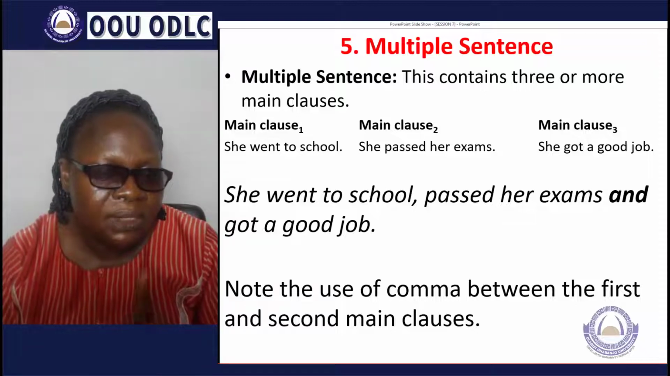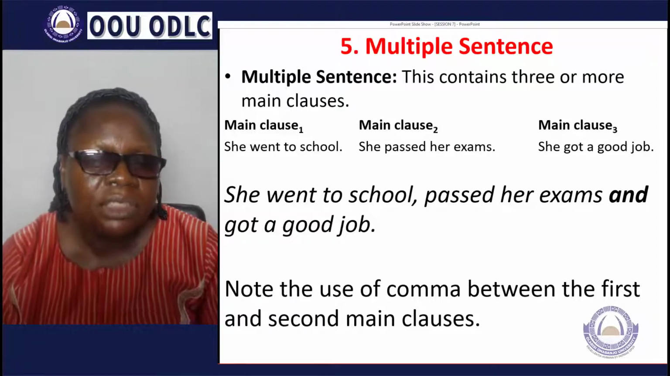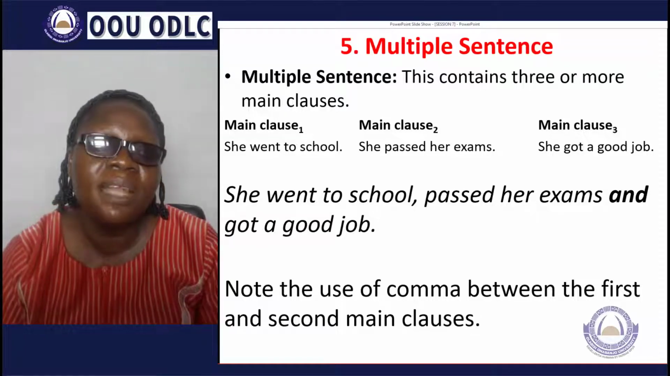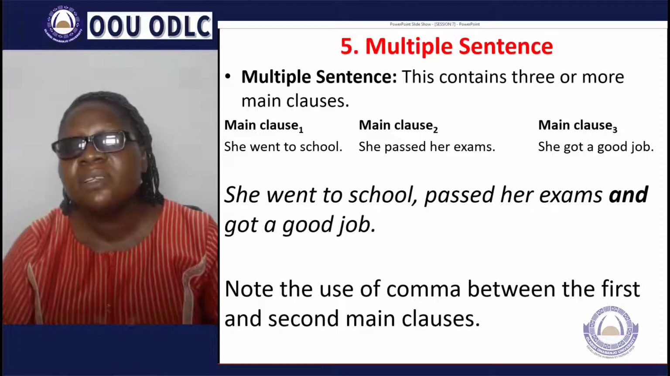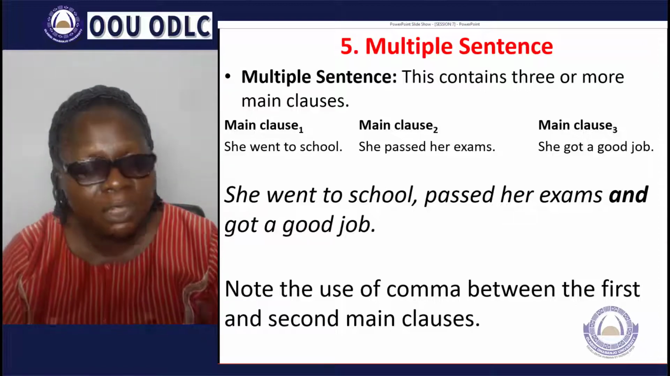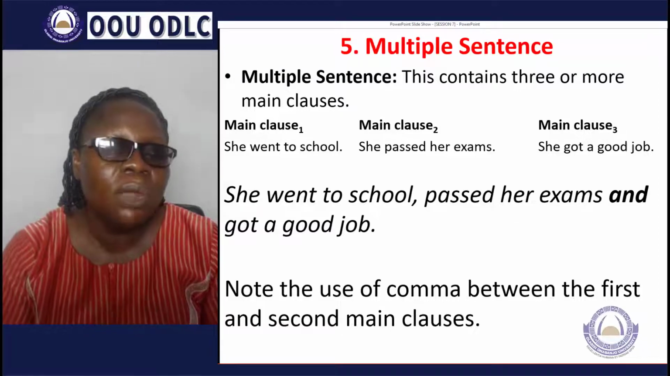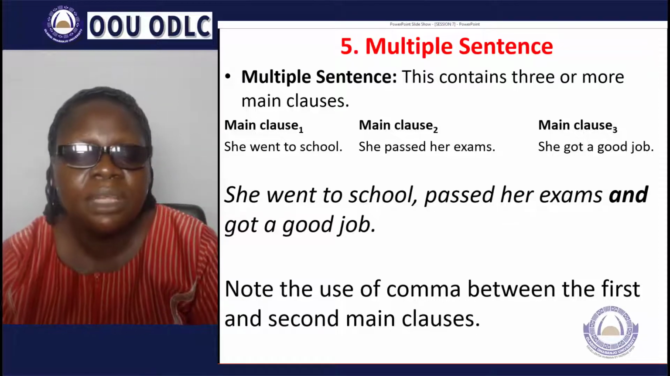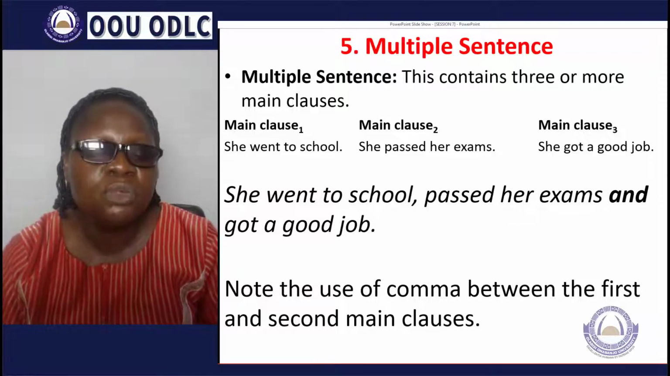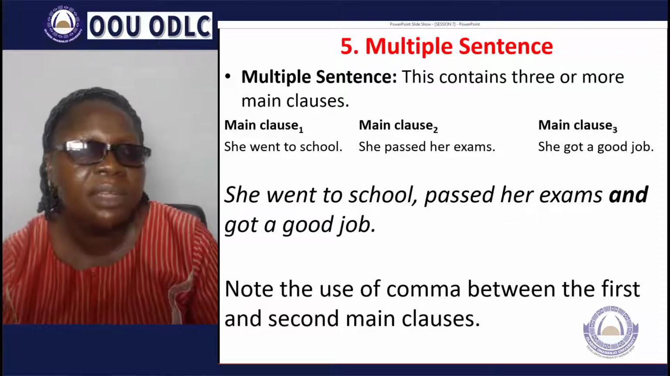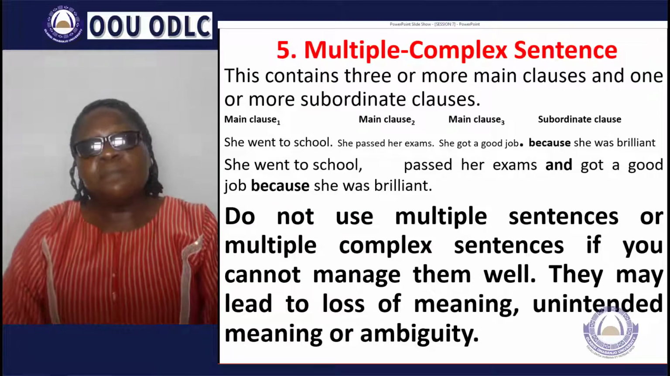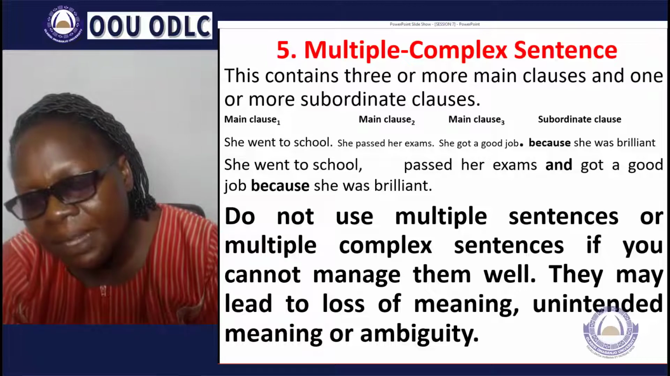She went to school, that's main clause 1. She passed her exams, that's main clause 2. She got a good job, that's main clause 3. Now we put these 3 together, we join them together and make them one to give us a multiple sentence. She went to school, passed her exams, and got a good job. Note the use of the comma between the first and the second main clauses. It's very important.